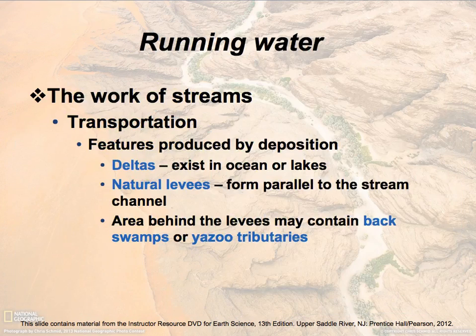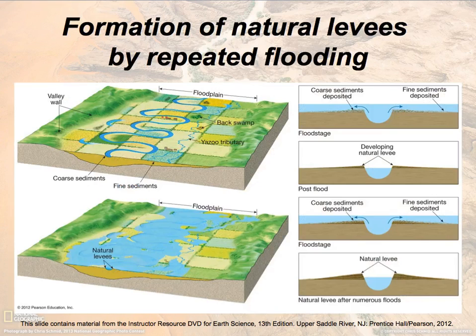Depositional features of streams include deltas, which often occur at base level, that is, where outlets are, either streams coming into lakes or oceans. Natural levees, which form parallel to stream channels, are essentially coarse material built up on the edges that increase the height or the depth of channels. And areas behind levees may contain swamps or other tributaries that are essentially depositional features of streams.